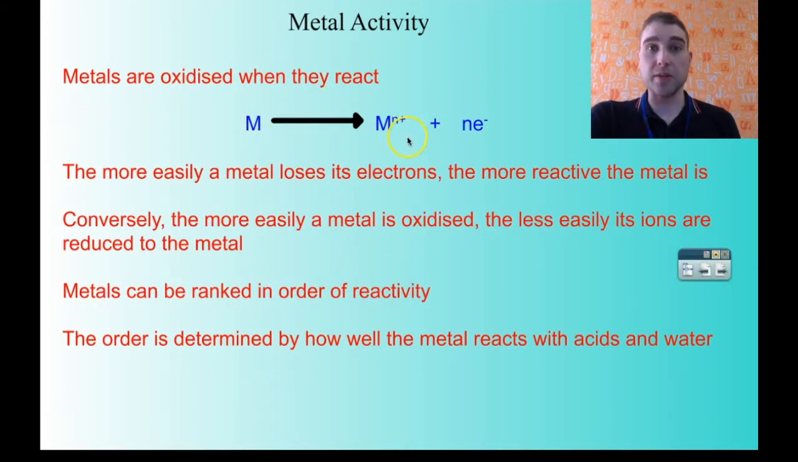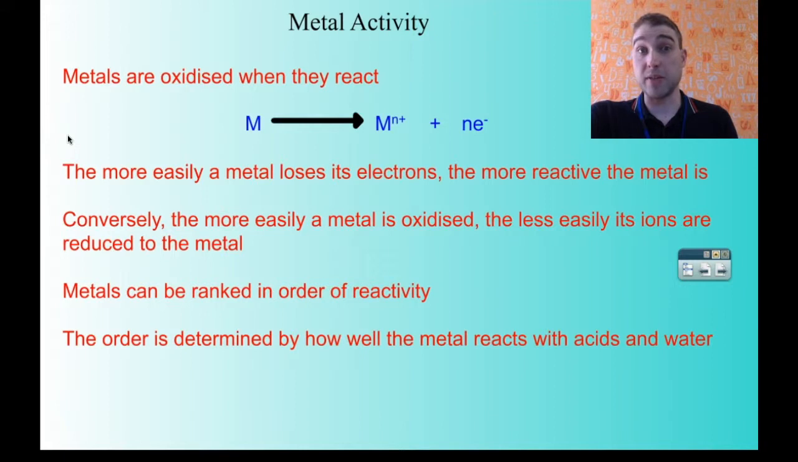So here we have a metal, it's going to metal ions and it's producing a certain number of electrons. The more easily it does this, the more reactive the metal is. And conversely, the more easily it produces electrons, the more difficult it is to reduce the ions of the metal. So going back the other way can be quite problematic if it's a very reactive metal.